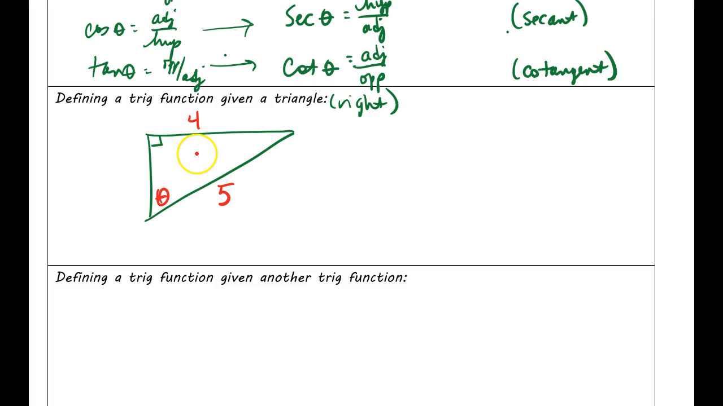And if this is what's given, and they say find the tangent of theta, what you're supposed to do is look at where theta is, and then label the sides of your triangle. If this is theta, then this side over here is the opposite. This is, of course, the hypotenuse because it's across from the 90-degree angle. And then this over here is the adjacent.